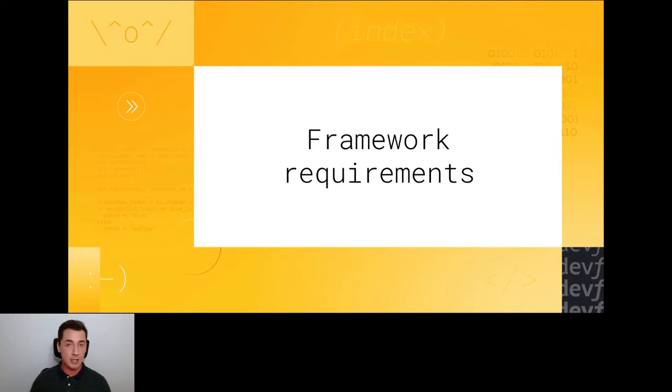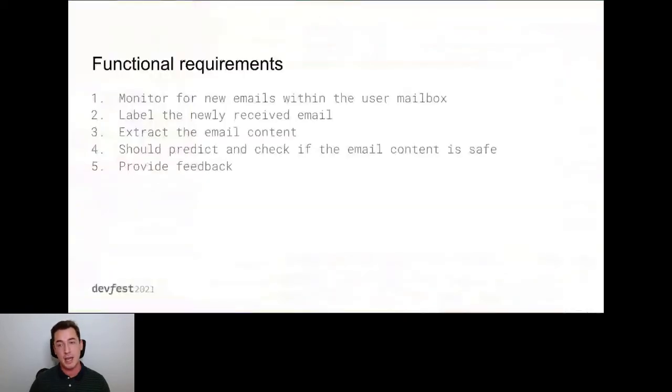So we're going to start now with the framework. Framework requirements, in general, we can think about two types of requirements. One can be functional, and the other can be non-functional requirements. The functional requirements are the technical requirements, where we will be able to monitor, for example, for new emails within the user mailbox. This is very important. By monitoring for the new email, we will be able to kick off the scan of the email once that new email is received into the inbox.